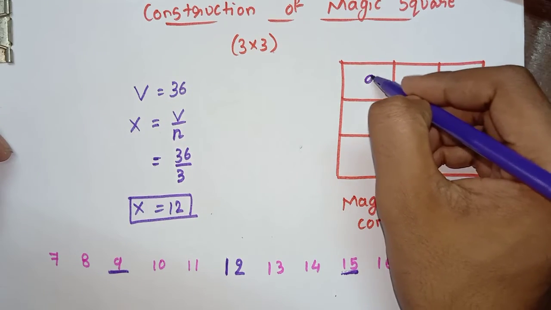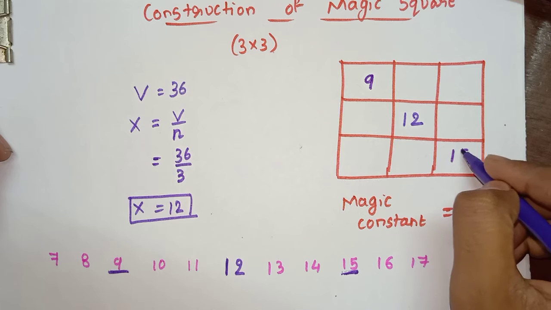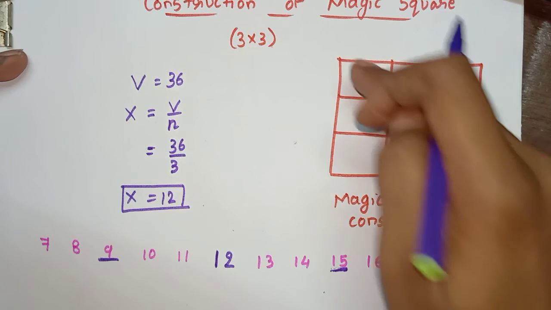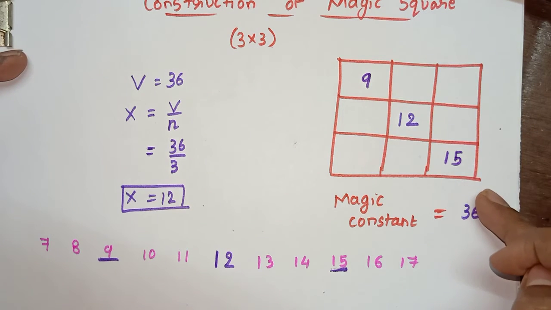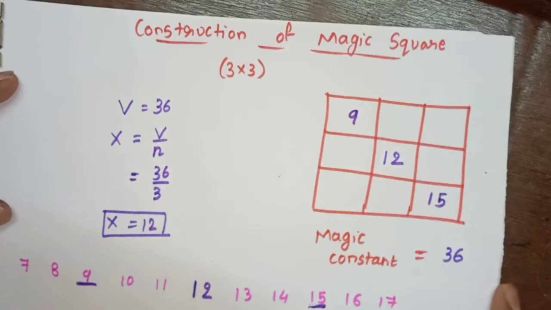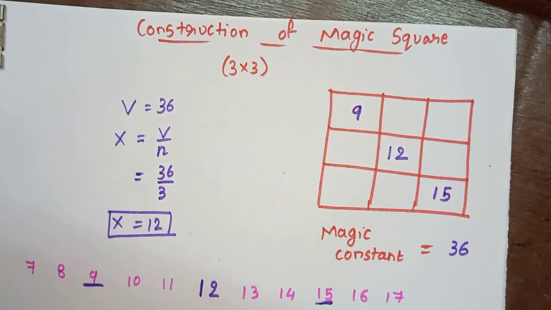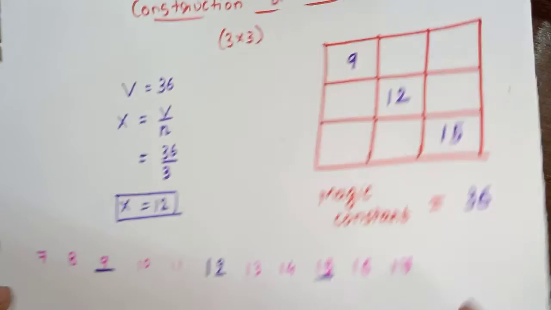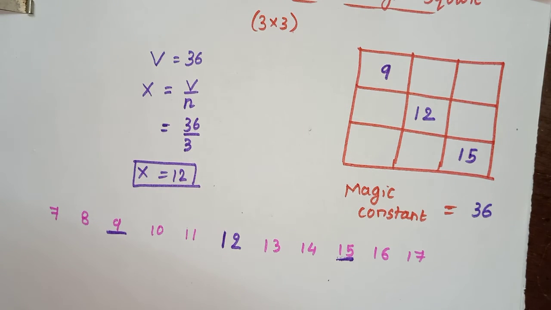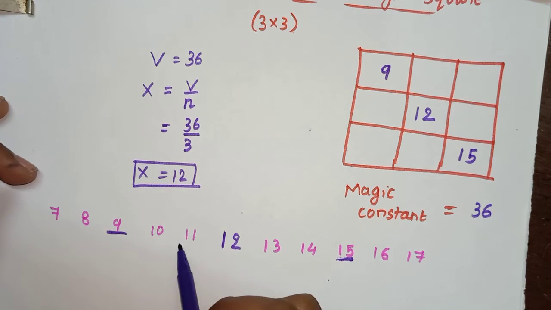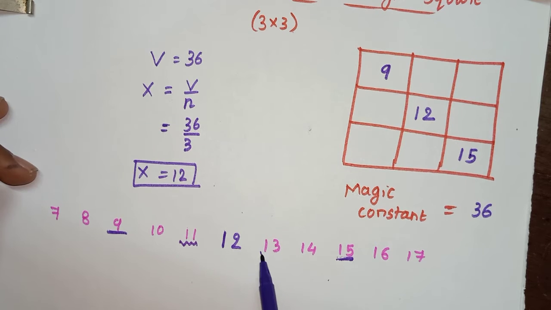So let me put, suppose, 9 here and 15 here. If you can see, the total of these three is already 36. And now the same thing we will do for the remaining two boxes also. So now I have to select another pair. Suppose I take 13 and 11, the very two which are next to it.